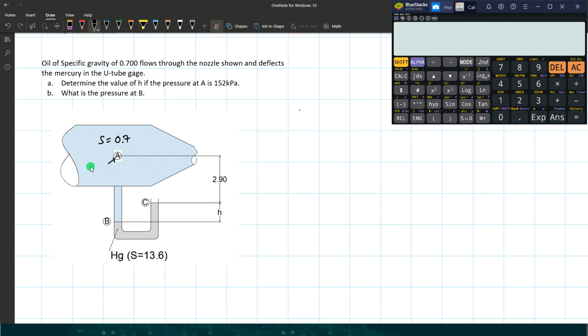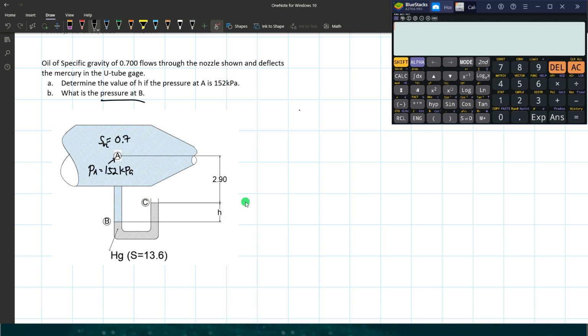So here at point A, we have an existing pressure of 152 kilopascal. We are required to determine the deflection height of the mercury. Letter B, we determine the pressure at point B, or the interface between the two liquids, the oil and the mercury. So let's start solving for the value of H.